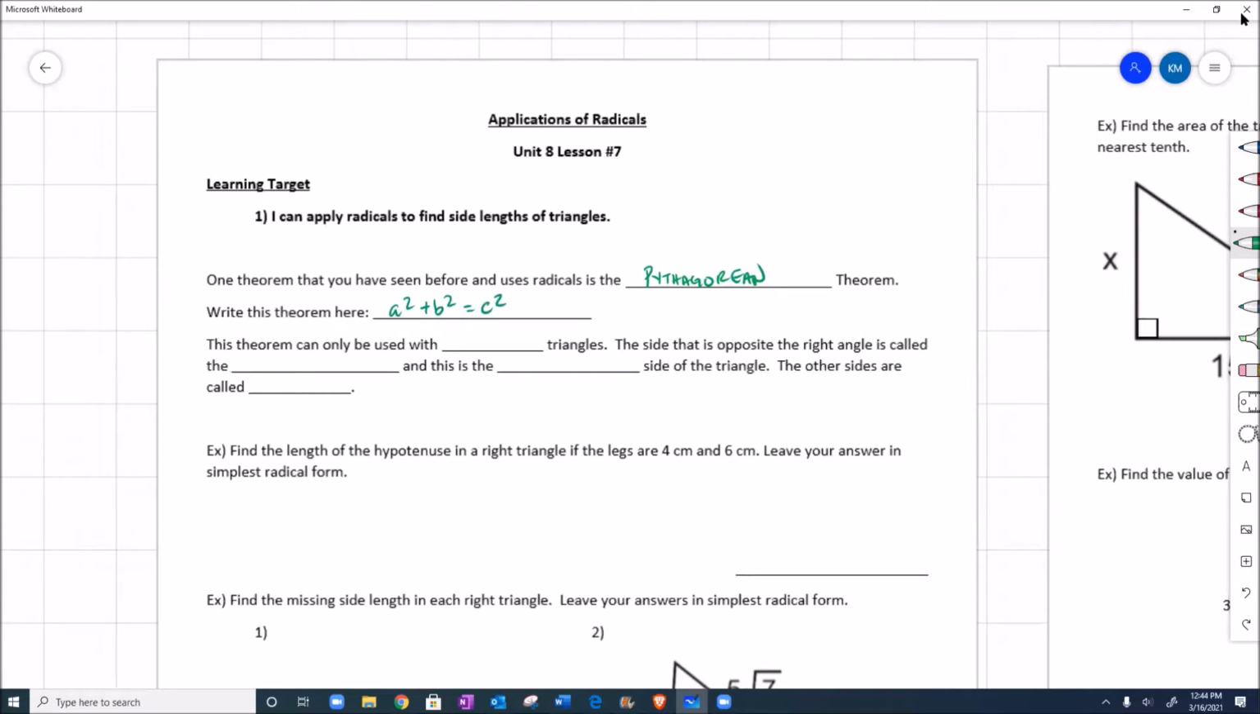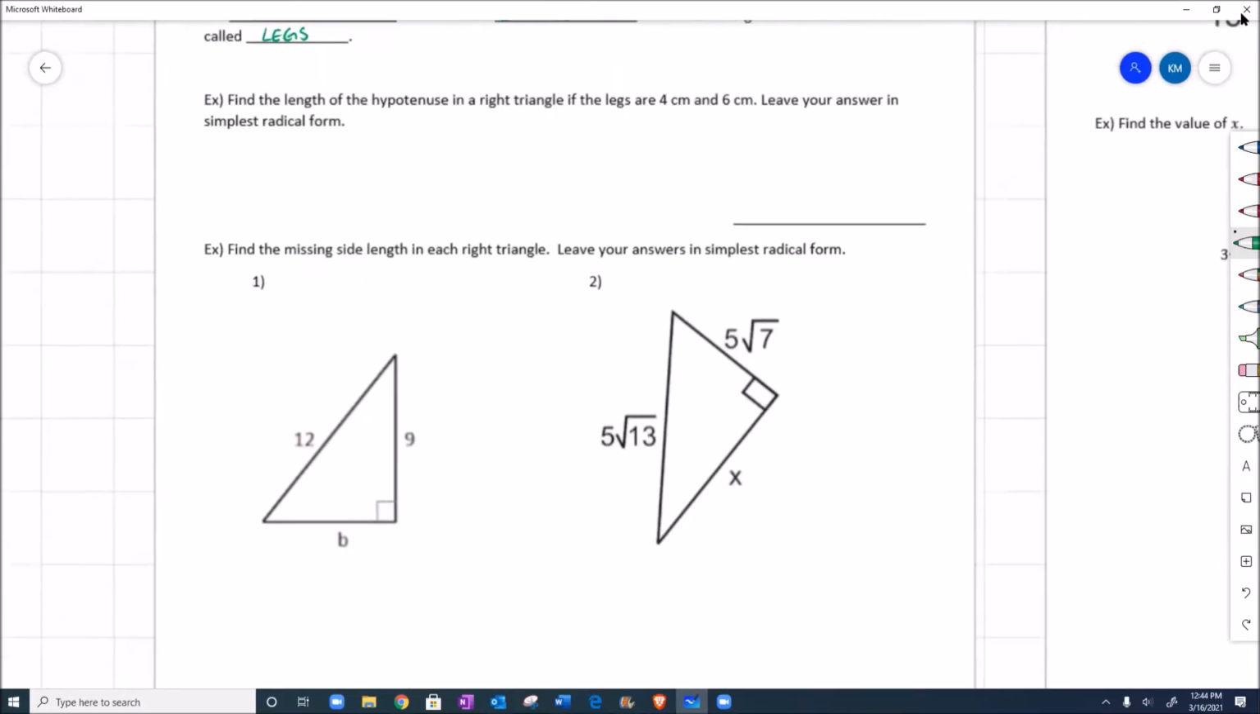This theorem can only be used with right triangles, and the side that is opposite the right angle is called the hypotenuse, and this is the longest side. The other sides are called legs. Let's look at some examples with that information that you should probably know already.